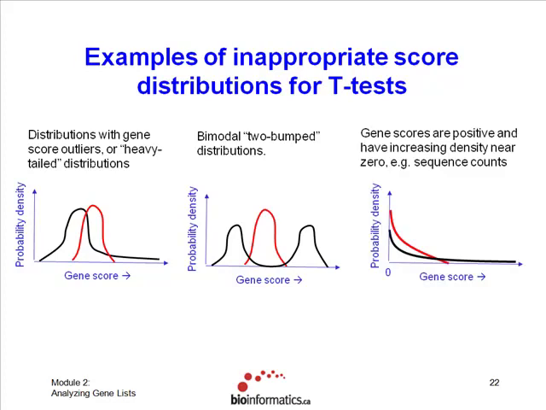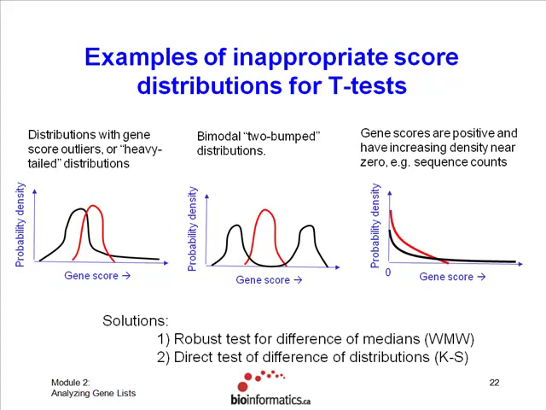Okay. And here's another one where the t-test doesn't really work that well. These are things where the gene scores are all positive, right? So say you have sequencing data, where you have counts, or you don't have fold enrichment or change in fold enrichment. So now you have two strictly positive distributions that have their mode at zero, but one of them has a lot longer tail. Now there are transformations you can do, but maybe it's just better to use a test that isn't sensitive to these sort of things. Okay.